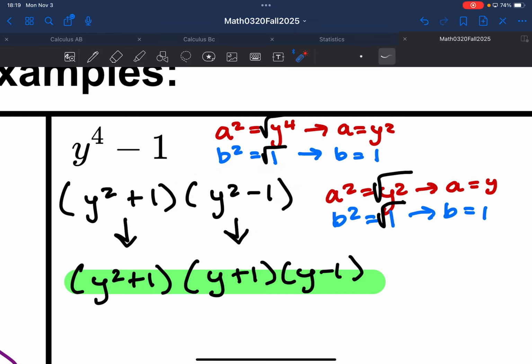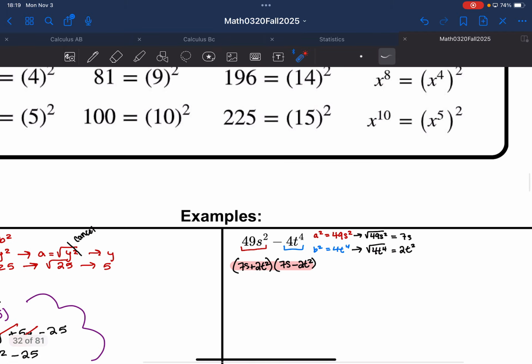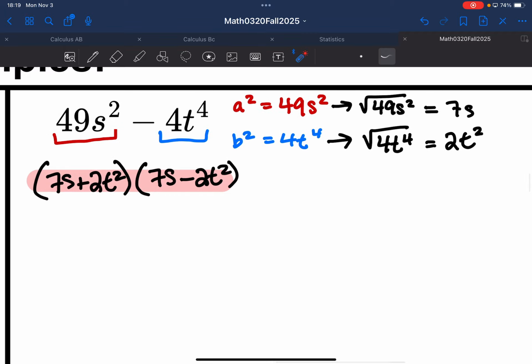I have a question. On the example 49s squared minus 4b squared, our answer was 7s plus 2g squared. Why aren't we factoring the 7s minus 2g squared? Okay, so before we try to do this, yes, it has a minus, but look at the numbers. Can you take the square root of 7? No. Can you take the square root of 2? No. So it's not factorable anymore. It's just by the number.